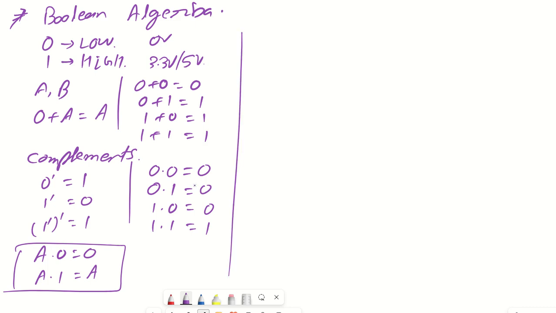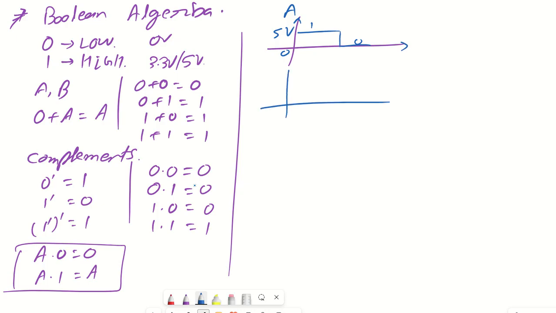Now if you talk about laws, a lot of laws are there. But before that, let us say we have a signal a, which can be considered as 1, or 5 volt. So 5 volt means it is considered as 1. Now if it is 0, then it will be considered as 0 volt. If you have b, and let us say it is going downward, so it will be 0. This is how b is considered as 0.